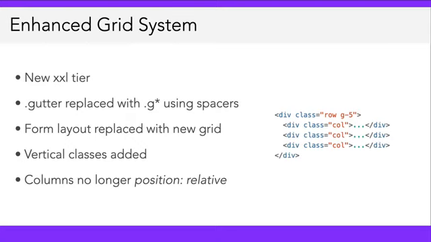Form layout options have also been replaced with the new grid system. Vertical spacing classes have been added, and columns are no longer positioned relative by default. So pretty subtle changes or additions, but like I said, they didn't want to have things break like you had from upgrading from 3 to 4 with the grid.